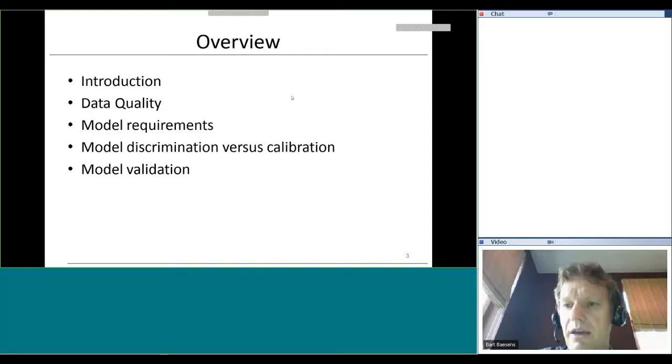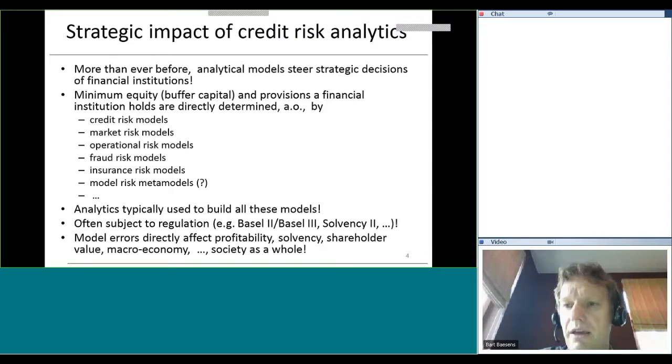Obviously, I cannot cover everything in great detail given the limited time span, and given that these topics are also quite extensive to cover. Let's start with the introduction. Well, more than ever before, analytical models steer strategic decisions of financial institutions.